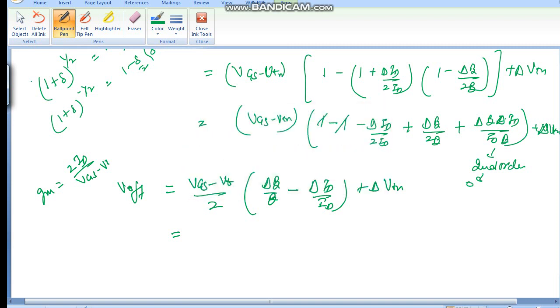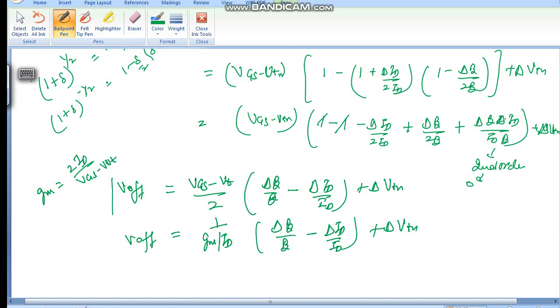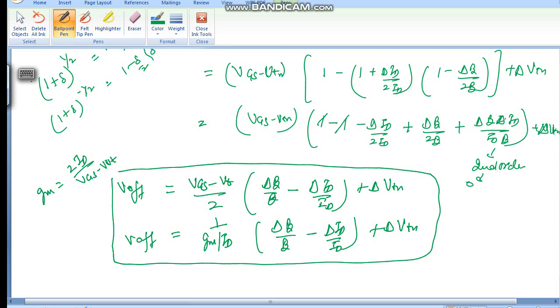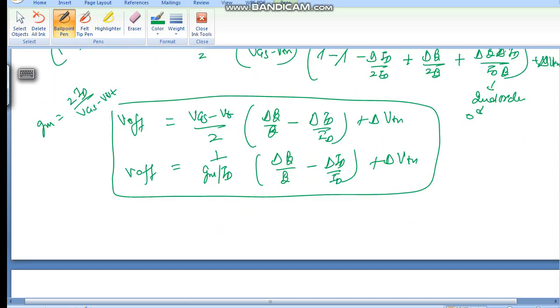So GM we can also write as 2ID over VGS minus VT. So (VGS minus VT)/2 is 1 divided by GM by ID, and this will be delta beta by beta minus delta ID by ID plus delta VTN. This is our offset voltage. So we need to reduce VGS minus VT, or increase GM by ID.